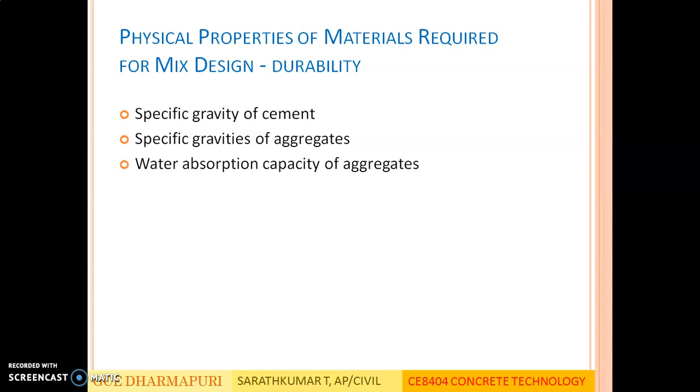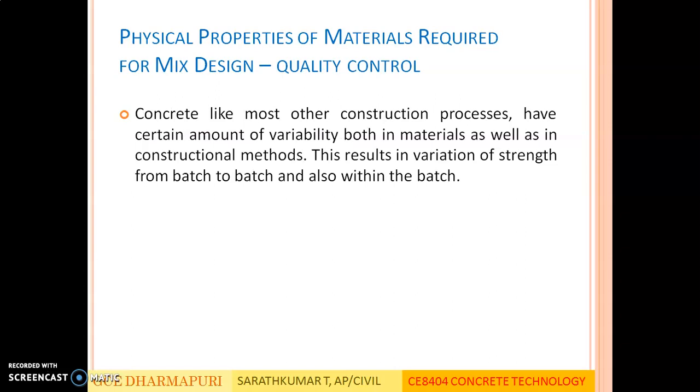With all this, you also need the specific gravity of cement, the specific gravity of fine and coarse aggregates, and the water absorption capacity of aggregates. So you have to do this material testing and get these values for the various constituent materials before working out the mix design. Quality control. Concrete, like most other construction processes, has a certain amount of variability both in materials as well as in constructional methods. This results in variation of strength from batch to batch and also within the batch.